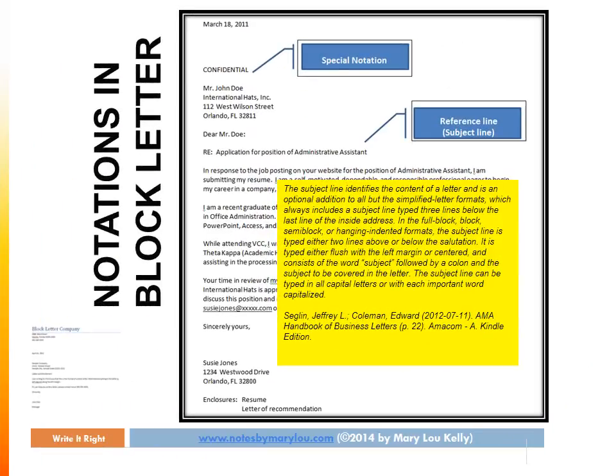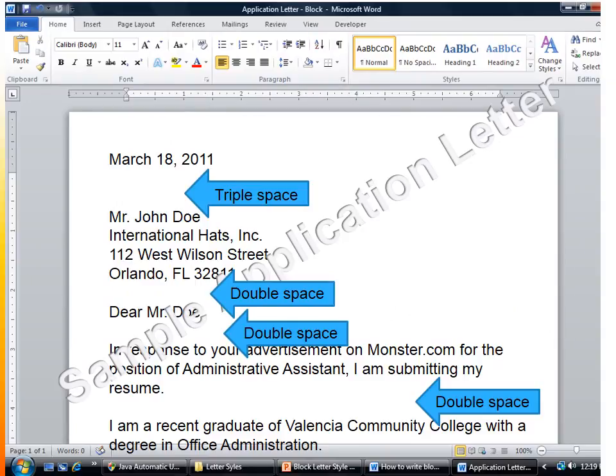In this example, you're seeing a part of the letter that hasn't been shown before, and that's the special notation. A special notation is a letter part that normally enhances and clarifies the address. Here, the special notation is confidential, which means that this letter is for the eyes only of the recipient. All special notations should appear double-spaced above the inside address. This is another example of proper spacing.